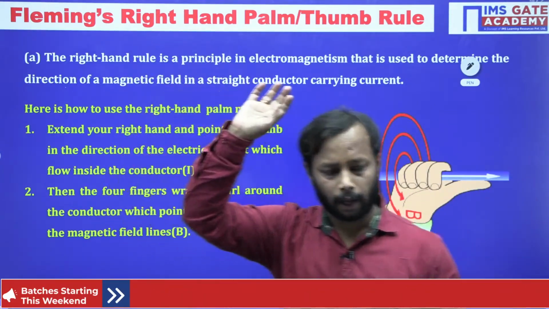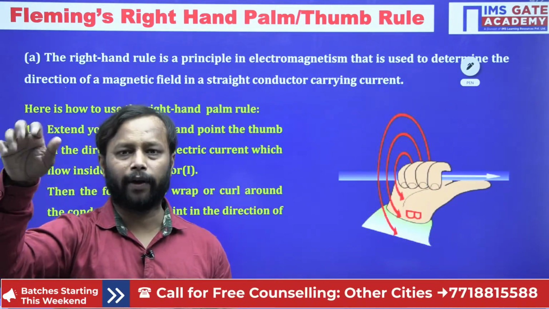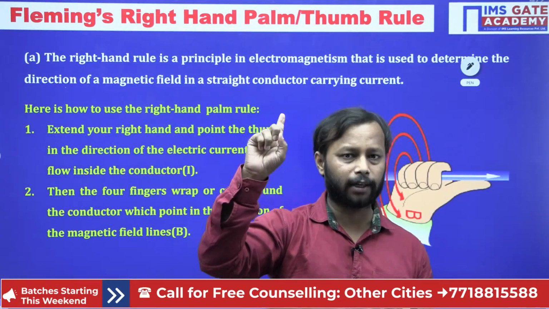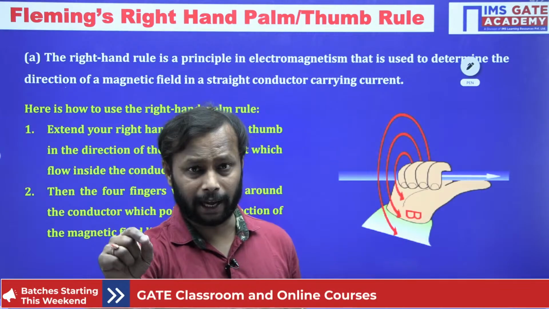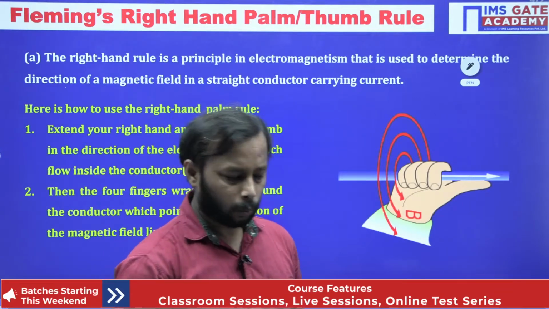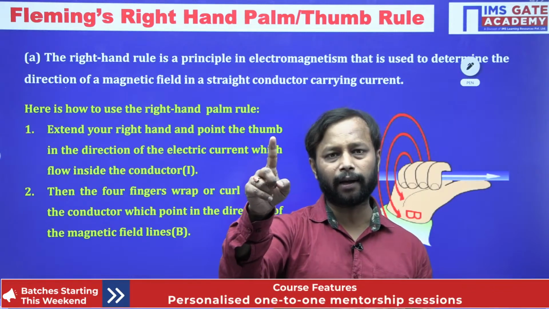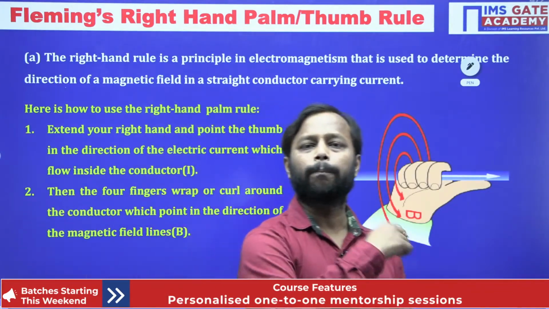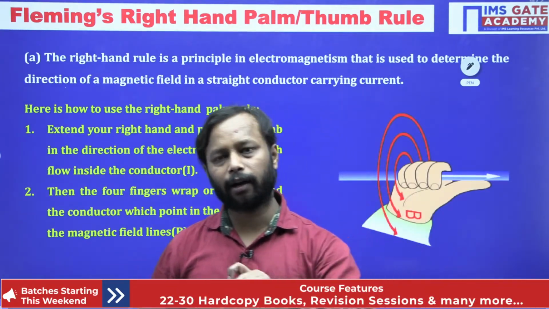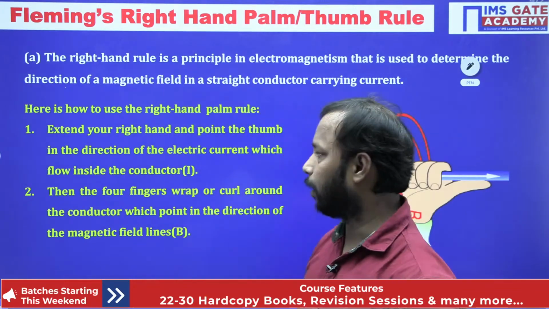First one is basically, whenever a current is flowing in a conductor, that current is going to generate a magnetic field. So the possibilities here are two. The first possibility is that a current can flow in a straight wire or straight conductor, and the second is that a current can also flow in a circular conductor. So depending on that, we have two rules.